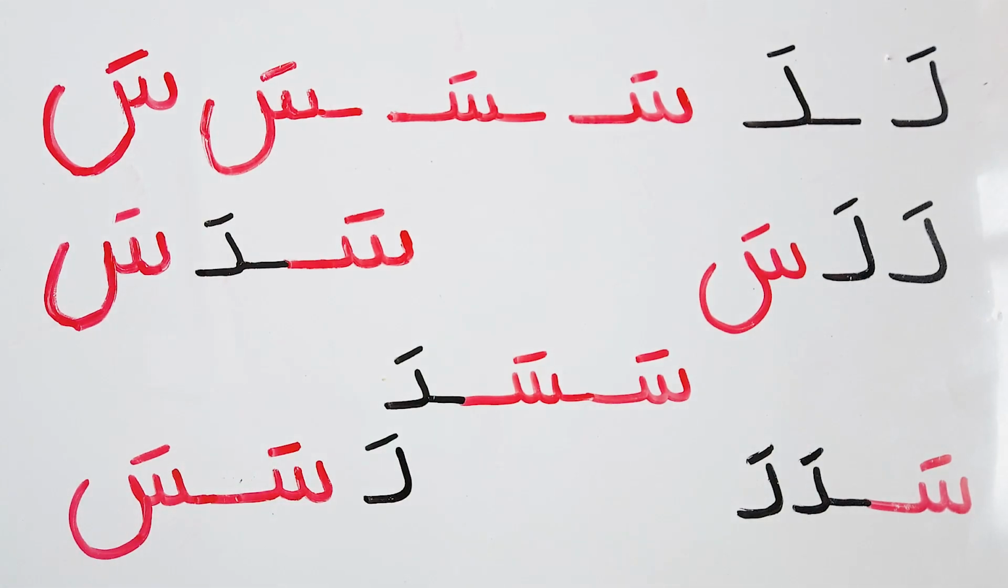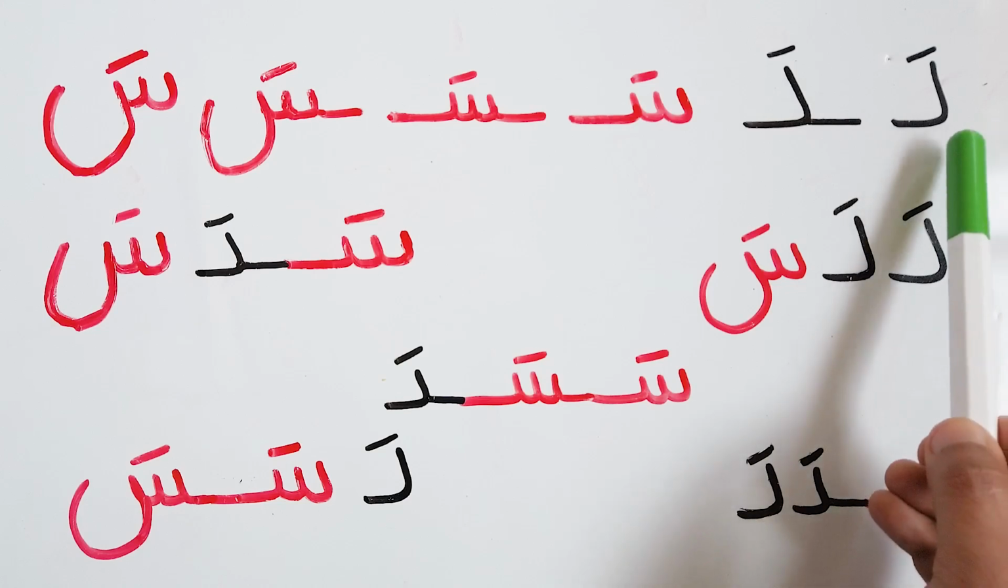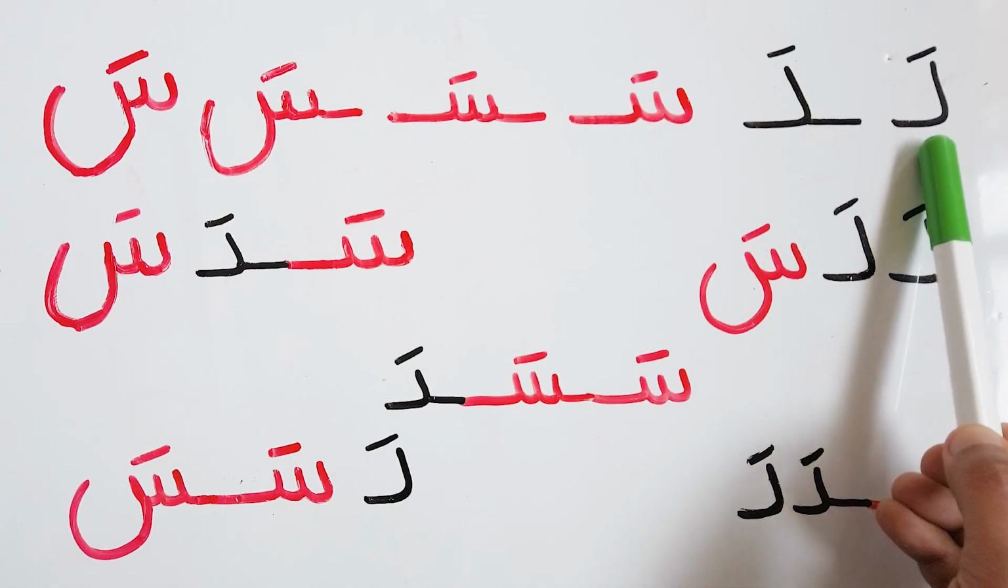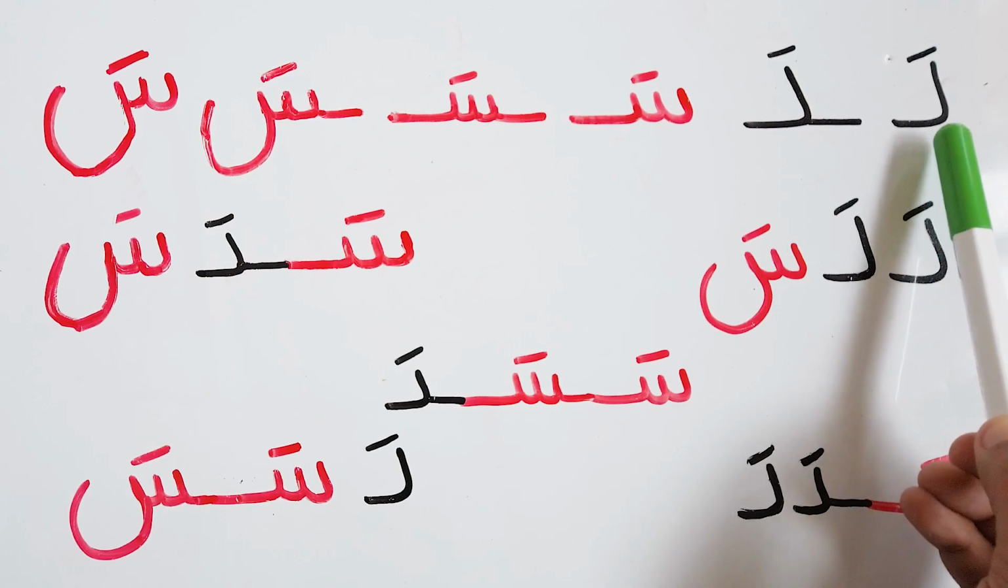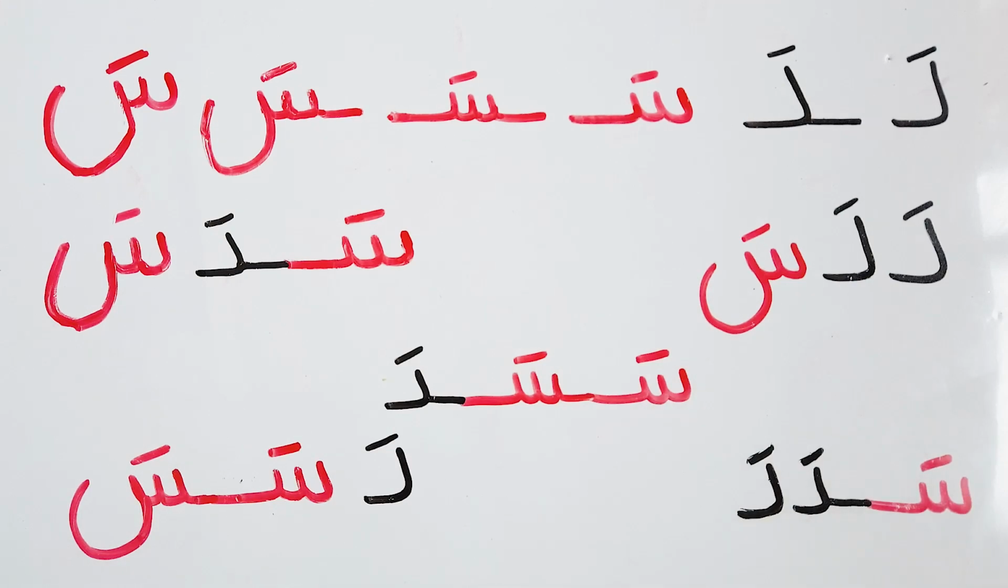So now we know that da in the beginning of the word can be like this. Da in the middle of the word can be like this and this. Da in the end of the word can be like this or like this. And you have here all the examples.